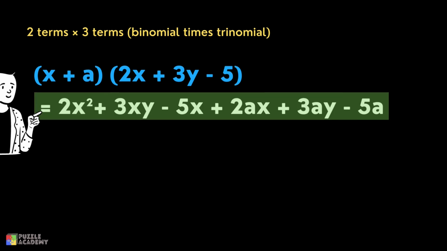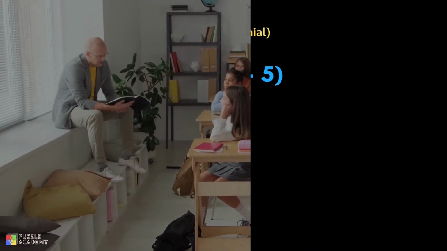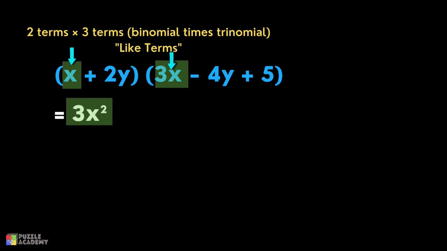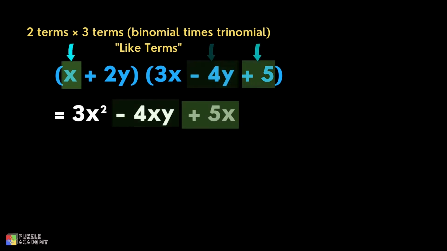And as a bonus, always remember to add like terms. For example, the quantity of x plus 2y times 3x minus 4y plus 5. Now, we will do the same thing like we did earlier. So, we have the first term x multiplied by 3x, that is 3x squared. And the product of x and negative 4y, that is negative 4xy. The product of x and positive 5, that is positive 5x.